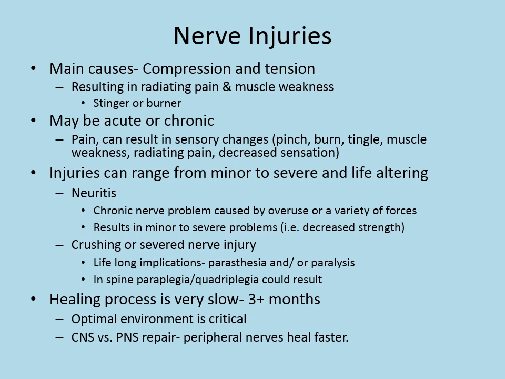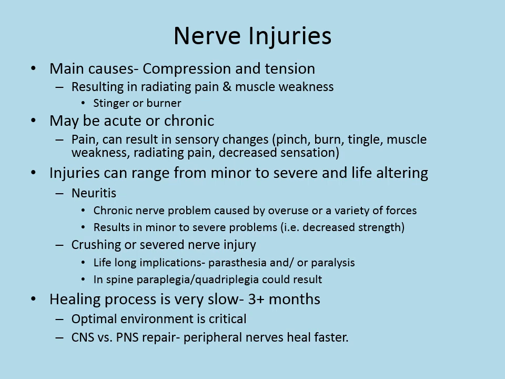Nerve injuries, thankfully, are not common in sports, but they can either be minor or severe. Main causes of nerve injuries are a compression or a tension on a nerve, and this will result in radiating pain and or muscle weakness. If this occurs in the arm from the neck being bent funny, sometimes we refer to this as a stinger or a burner. And usually with those injuries, they're transient. They don't last for very long. Some kinds of nerve injuries are acute, like a stinger or a burner, but some kinds of nerve injuries can be chronic or happen over time.